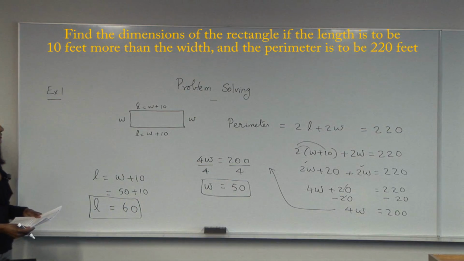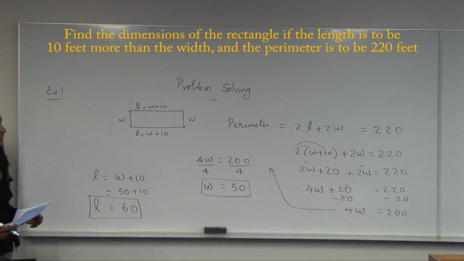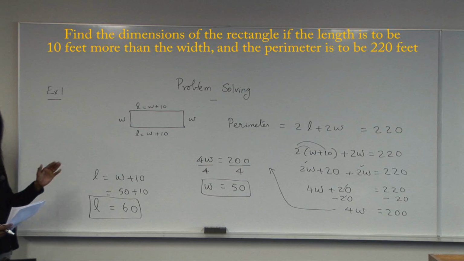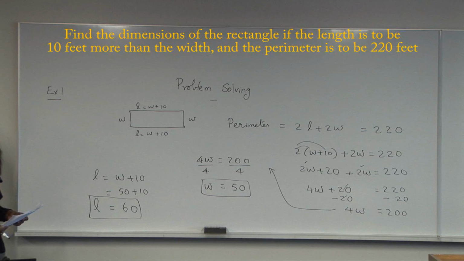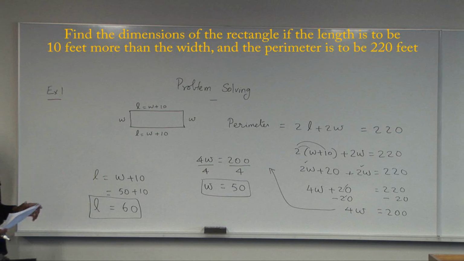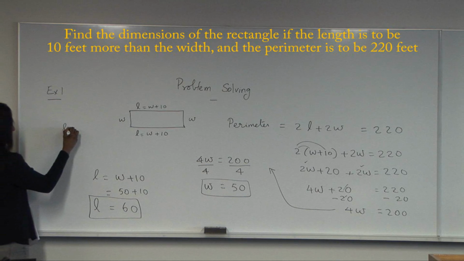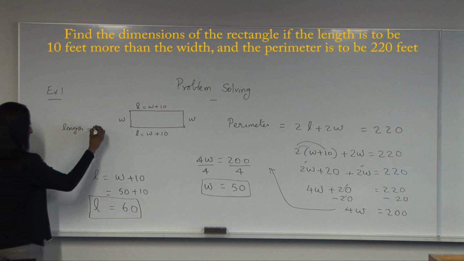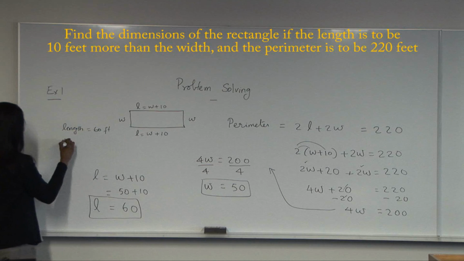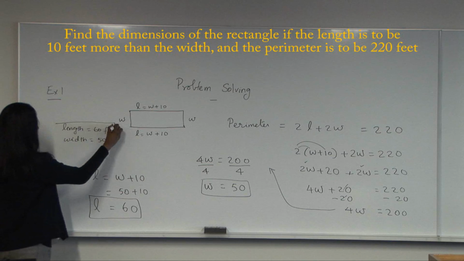So this is how you solve these type of problems. And it's always easier for you if you draw a picture and write down what is given and use the given conditions and solve the equation, and then go back to the problem again, read the question again, and then answer appropriately. Like in this problem, width is equal to 50 feet, length is equal to 60. So that's your answer.